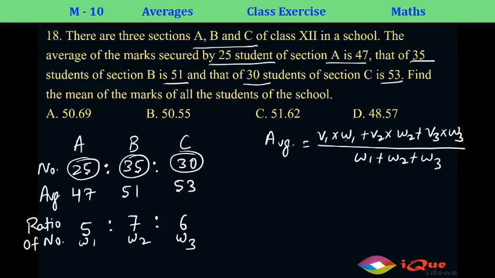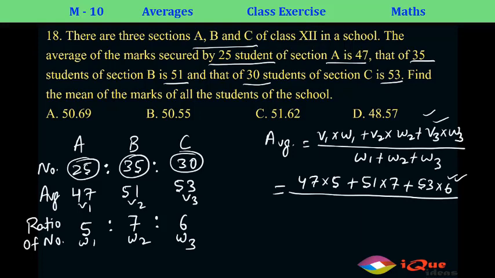Remember, you can do that because W1, W2, W3 are in the numerator as well as the denominator. So if you cancel something from all of them, the answer will remain the same. And by cancelling, you get smaller numbers, so it will help in the calculation process. And 47 is V1, 51 is V2 and 53 is V3. So the average value will be equal to 47 into 5 plus 51 into 7 plus 53 into 6. I repeat, you could have taken directly 25, 35 and 30 as the values. In that case, W1, W2, W3 should be placed as 25, 35 and 30. But if you simplify them, the calculation becomes a little simpler. So in the denominator, we have 5 plus 7 plus 6.